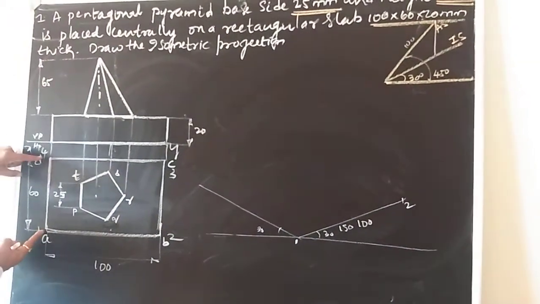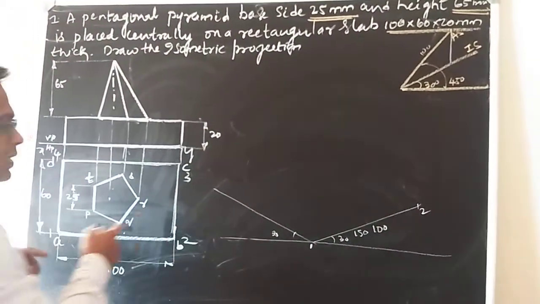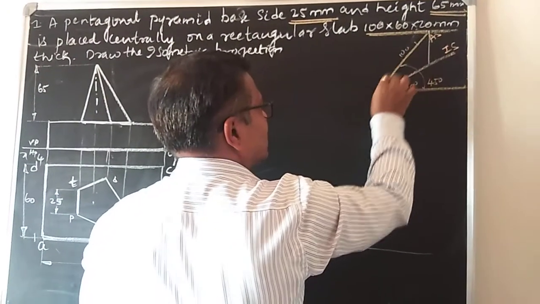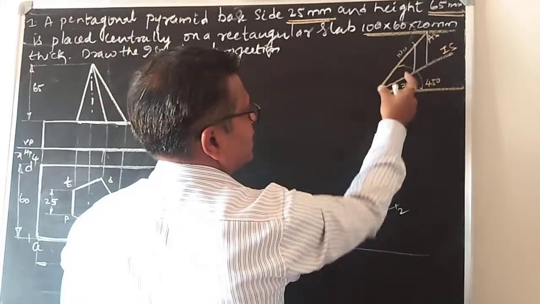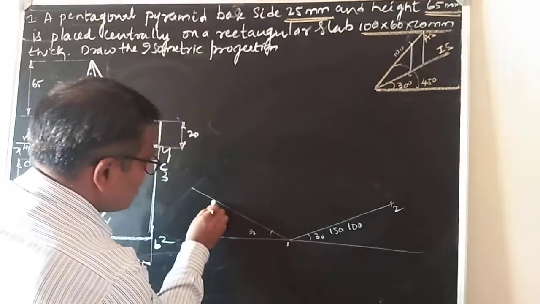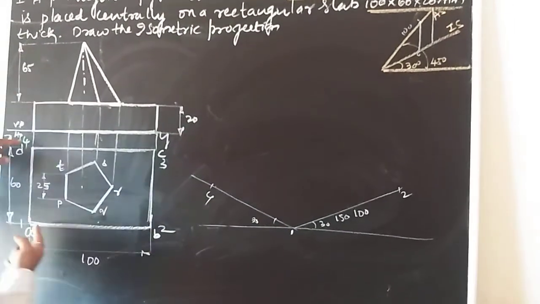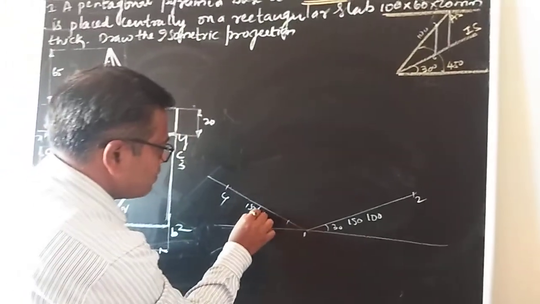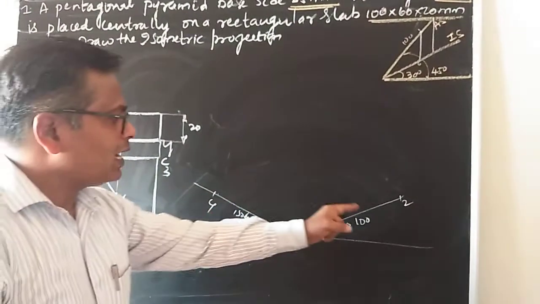Similarly, take the length of 1 to 4, 60 mm, that is actual. Mark the 60 mm on the 45 degree line. Drop a vertical projector. Take the isometric length of 60 mm. See, 1 to 4, take the iso length of 60 mm. So mark it on the 30 degree line.